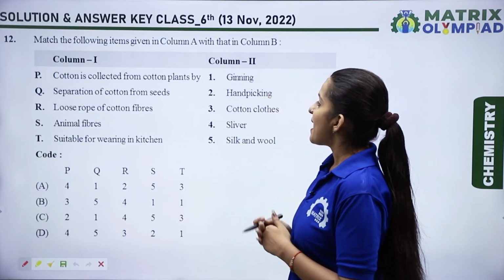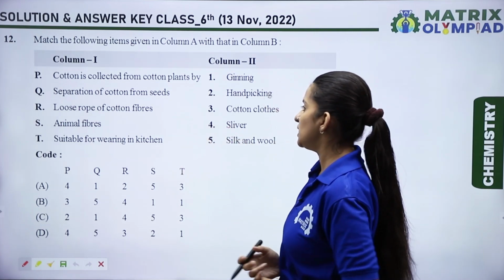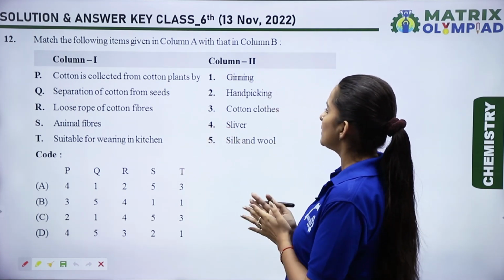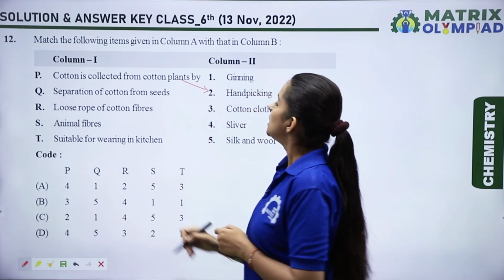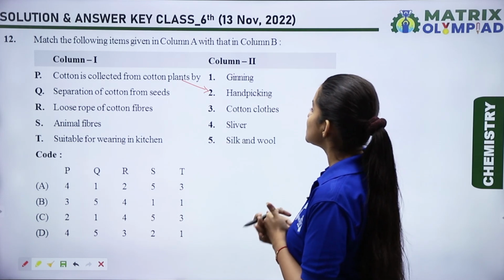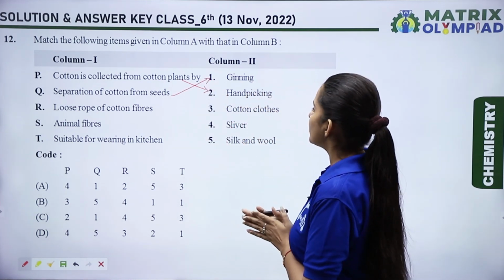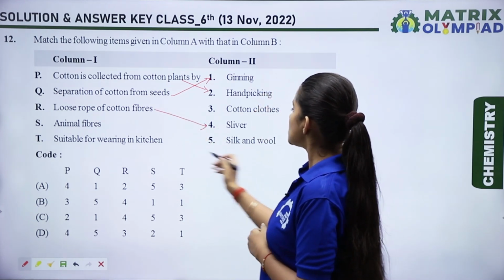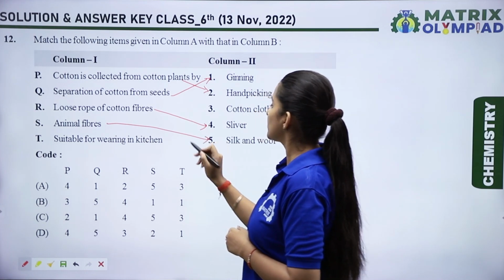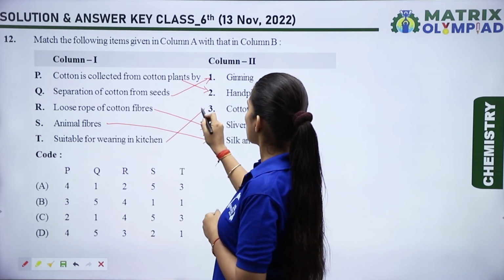Next question is, match the following items given in column A with those in column B. In column A, cotton is collected from the cotton plants by hand picking. Separation of cotton from seeds is known as ginning. Loose rope of cotton fiber is known as sliver. Animal fibers are silk and wool. Suitable for wearing in the kitchen is cotton cloth.